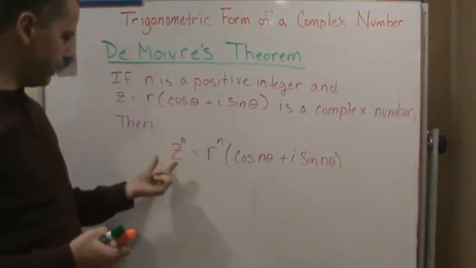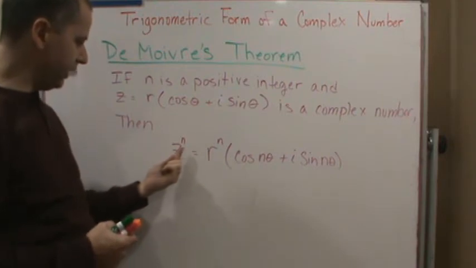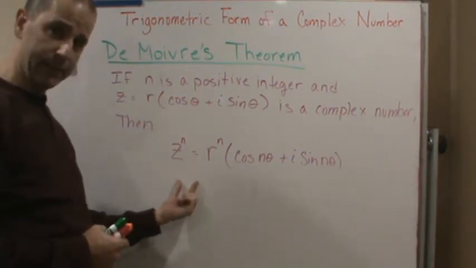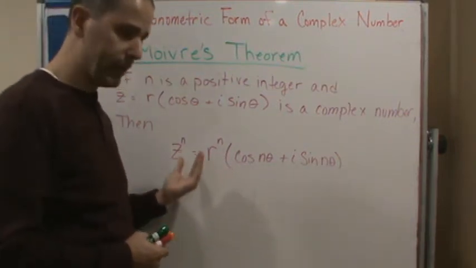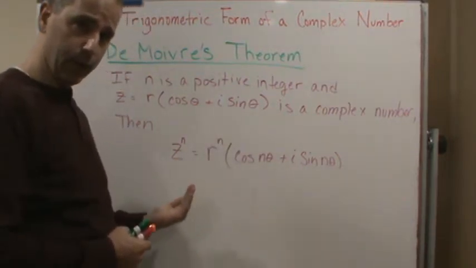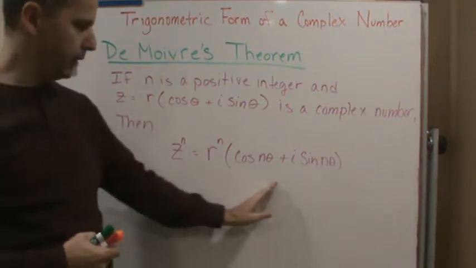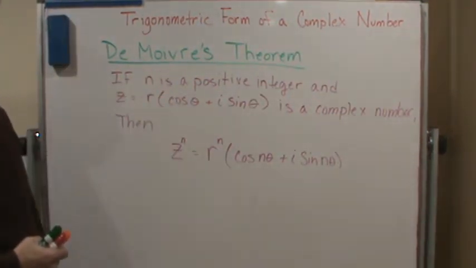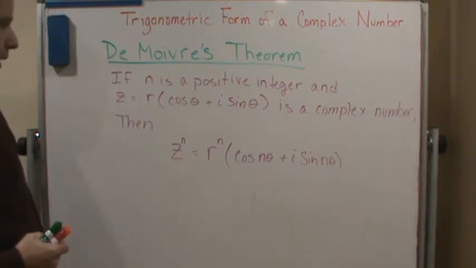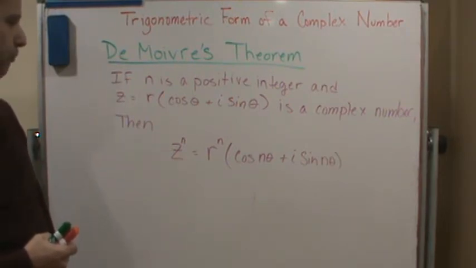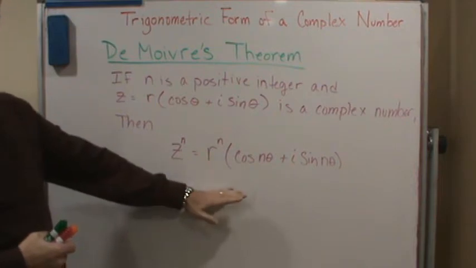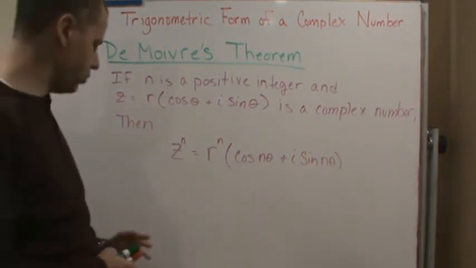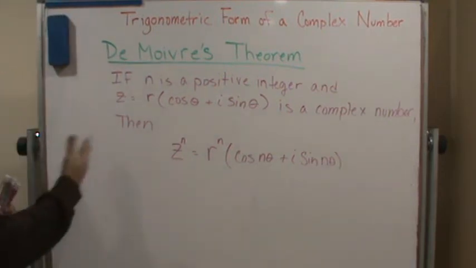So if we do z to the third power, well, that's z squared times z. And if we keep doing the product formula over and over again, we end up coming up with this formula, which is de Moivre's theorem. So it's easy to show. Now, let's do an example of how we would use this.